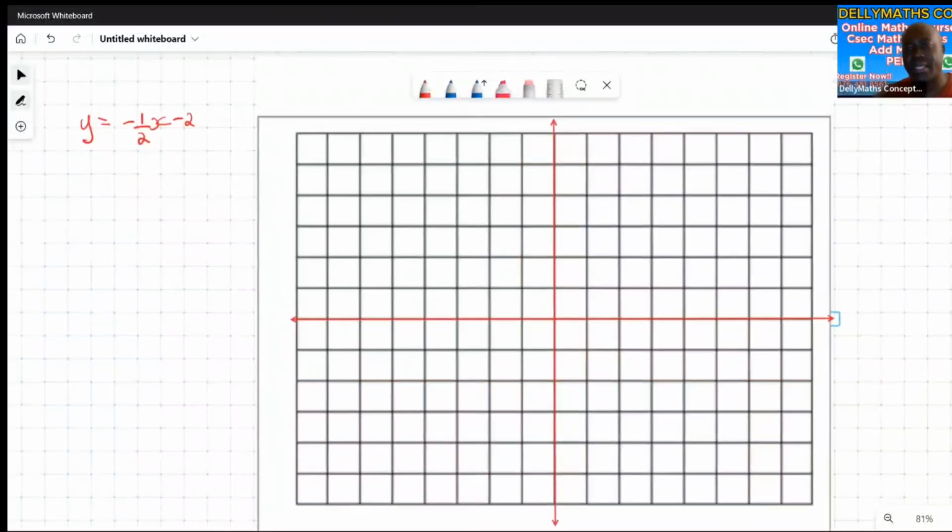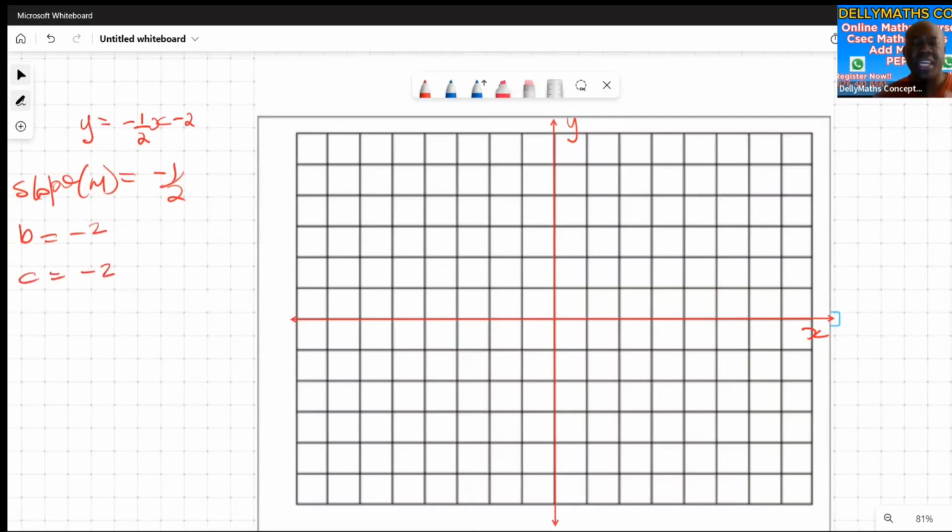In this case, here's my x-axis, here's my y-axis. My slope, or what we call the gradient, is negative 1/2. And my b value is negative 2, or my c value is negative 2.